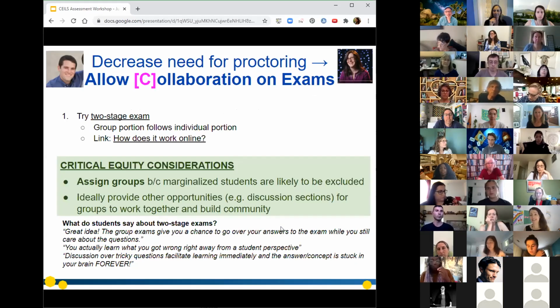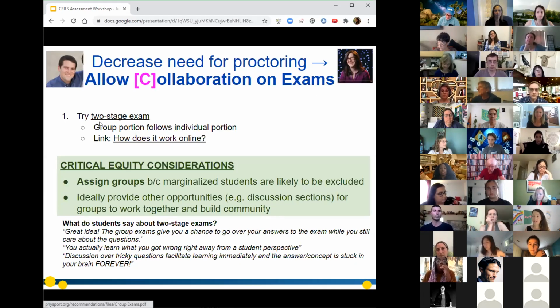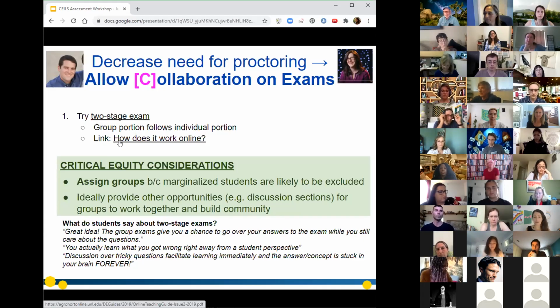Another idea is allowing collaboration on exams. I'm not saying that all exams should be entirely group work, but there's something called a 2-stage exam that's been happening in a lot of your departments in various ways, where individuals do it first and then a group portion follows. There's a link that I don't know if one of my co-facilitators can share in the chat, and it's also on our assessment doc, of how to do that online.